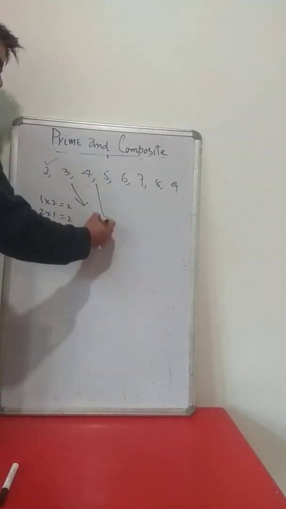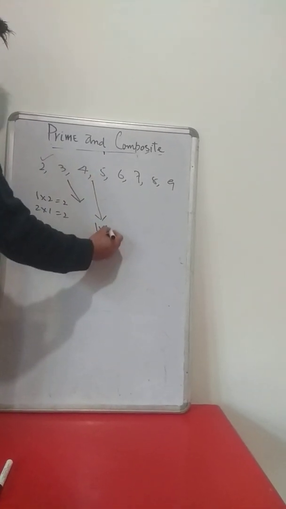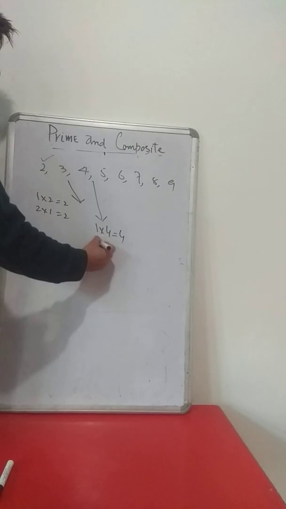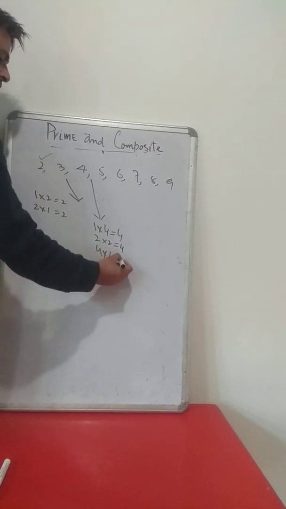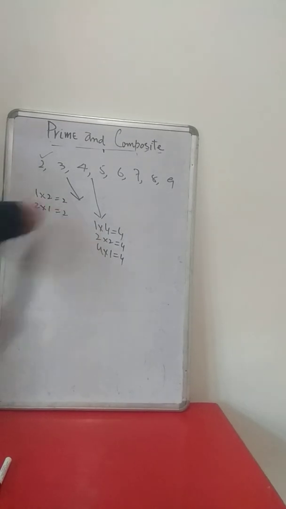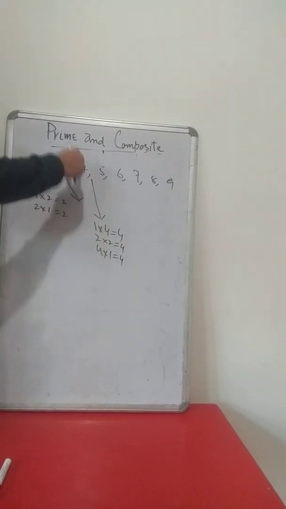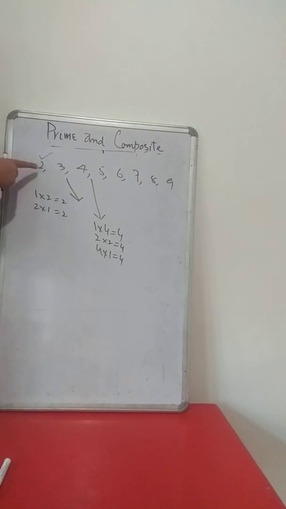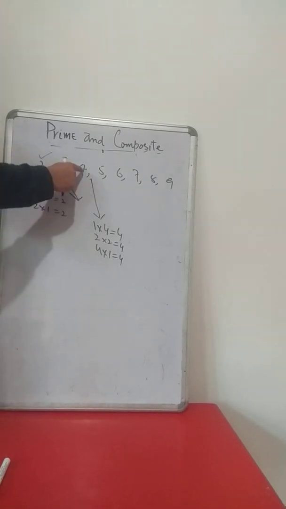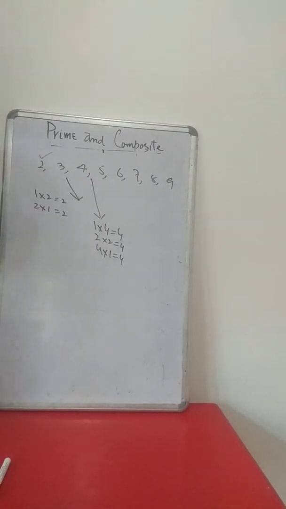If we talk about 4, 1 into 4 is equal to 4, 2 into 2 is equal to 4, 4 into 1 is equal to 4. It has more than 2 factors, it has 3 factors. Therefore it is a composite number, or we can say that it is the smallest composite number. 2 is the smallest prime number, 4 is the smallest composite number.